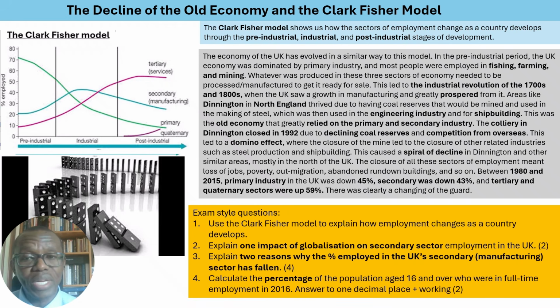And of course, during the pre-industrial stage, the UK economy was dominated by the primary industry or sector of the economy. Most people worked in fishing, in farming, and in mining. Whatever was produced in these 3 sectors of the economy then needed to be processed or manufactured to get it ready for sale. And this led to the Industrial Revolution of the 1700s and 1800s. At this time, the UK grew rapidly and prospered from this Industrial Revolution, of course, by producing goods and selling them across the world.